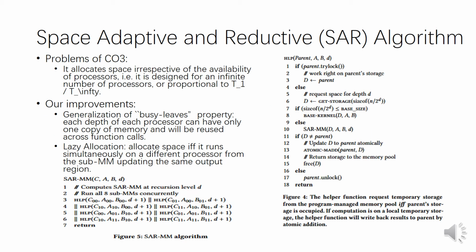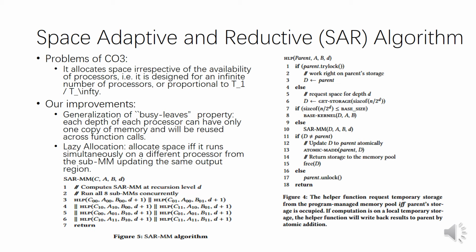Next step, we design our space adaptive and reductive algorithm, the SAR algorithm. We have some observations on the CO3 algorithm. The CO3 algorithm always allocates the temporal space irrespective of the availability of processors. So basically, it doesn't look into the availability of the processor. It always allocates space for all the matrix sub-MM derived from each internal node. So it allocates too many spaces. That's the problem. So our improvement is the following two.